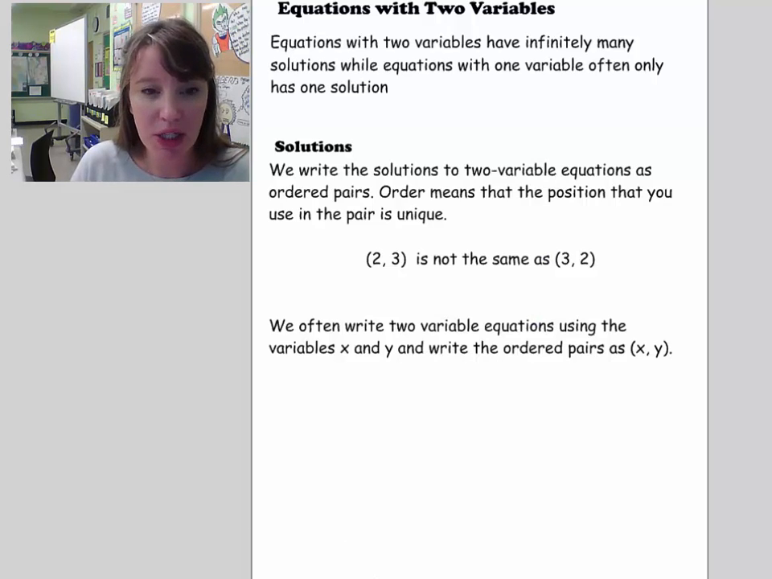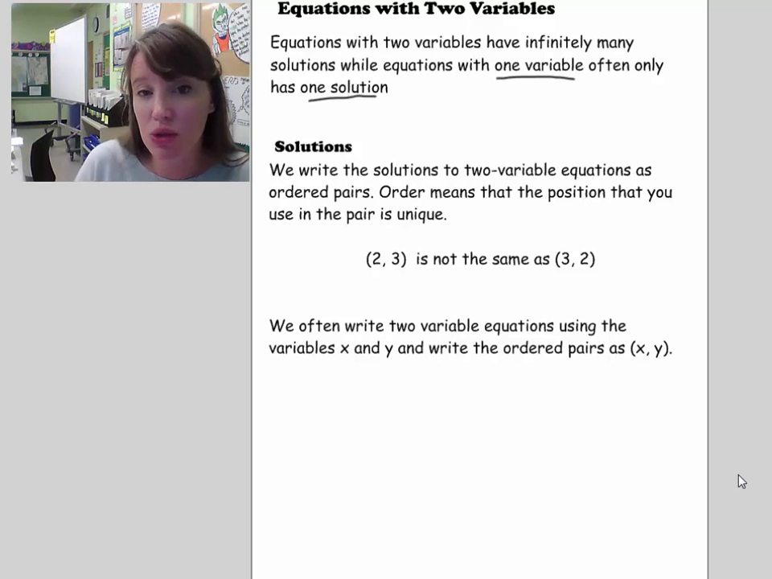Okay, equations in two variables are just exactly like what they sound, right? So we have been looking at equations with just one variable. And when you have equations with just one variable, you often have only one solution. We've seen situations where there's more than one solution with absolute value equations. There's two solutions. Some equations have no solutions, and some one variable equations have infinitely many. But for the most part, they usually have one solution.